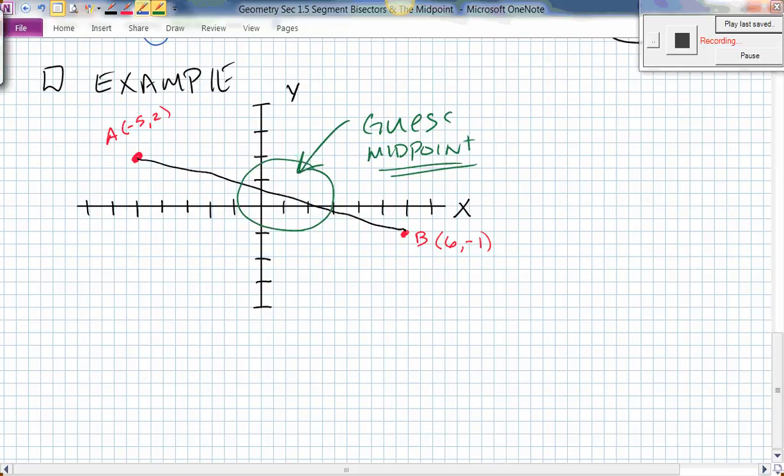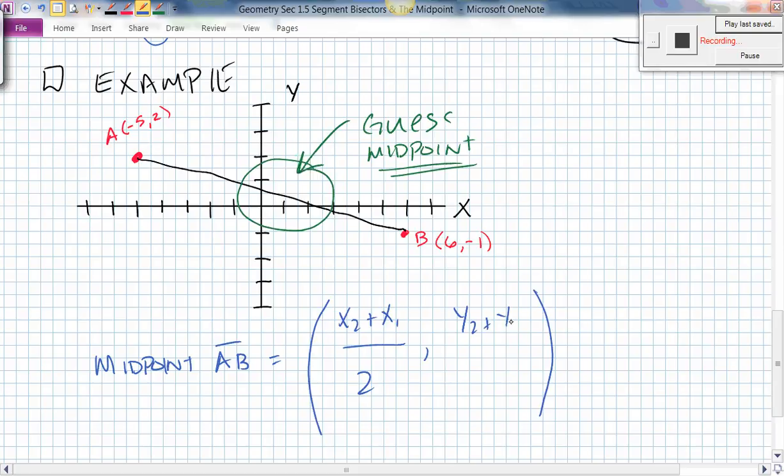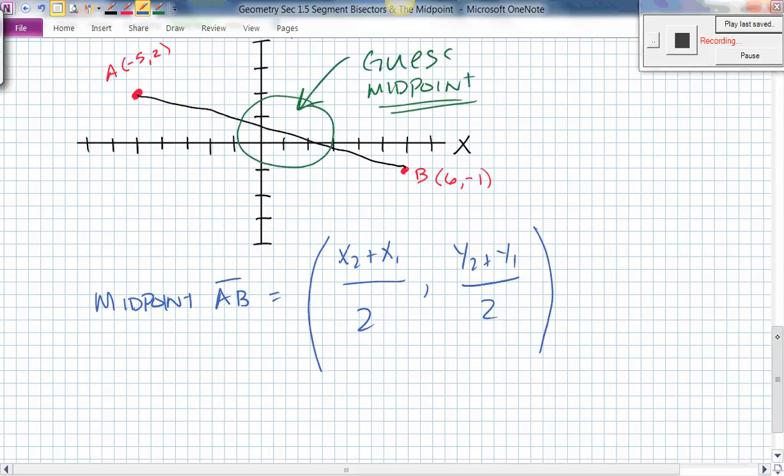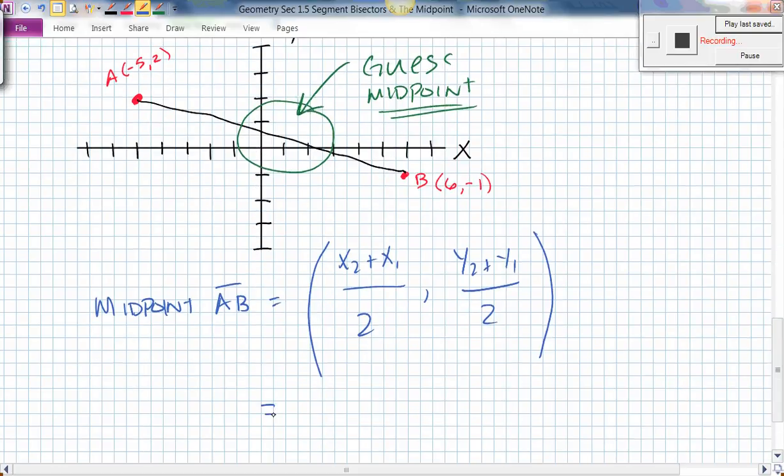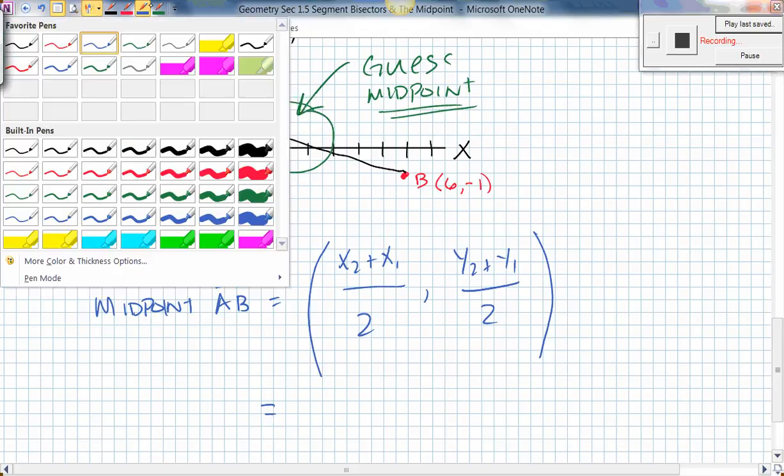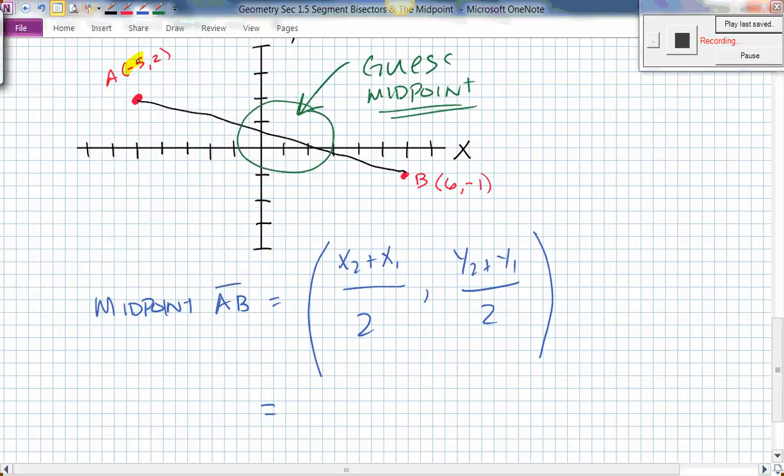So the midpoint of line segment AB is located at, remember, it is a location, so it's going to be x2 plus x1 divided by 2, y2 plus y1 divided by 2. Let's see here. Add the x's together. The x's are -5 and 6. So how much is -5 plus 6? 1. That's 1, right? And then 1 divided by 2 is a half.